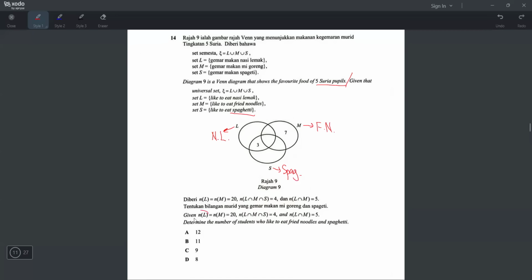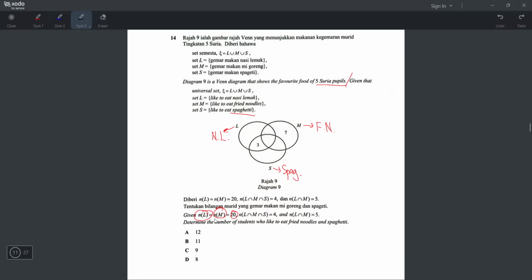Okay, now they say given n(L) equals 20 and n(M) equals 20. Okay, I want to ask you, this one is L, right? Can I go here and write 20 like this? They say n(L) is 20, right? So what's the meaning of n(L)? It means the number of students in L is 20. But you cannot do it like this. You cannot write 20 here, it's wrong, because they did not say only. If they said L only 20, then you can write it like this. If they did not say only, it means the 20 is not just here, the 20 is here plus here plus here plus here, because this one is also L. So you cannot just write the 20 straight away.